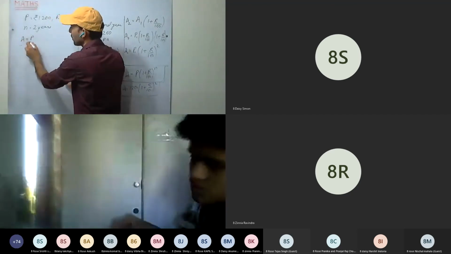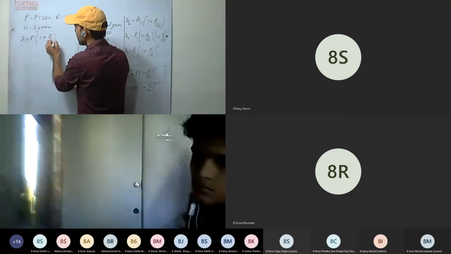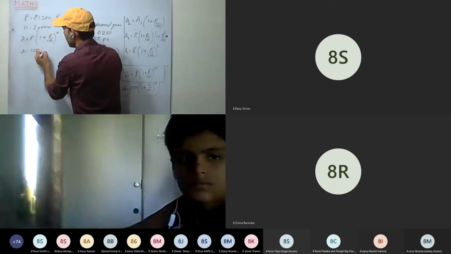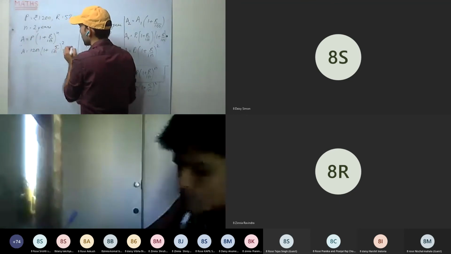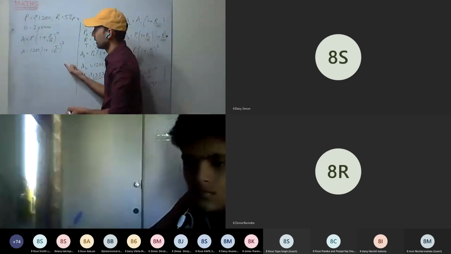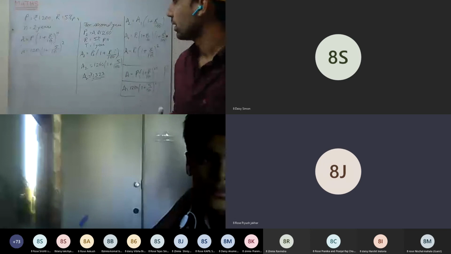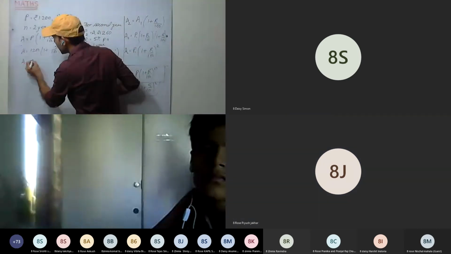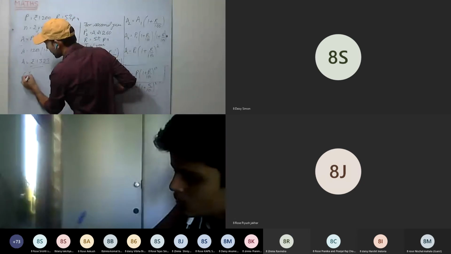Amount equal to amount after 2 years: P into 1 plus R upon 100 raised to power n. So amount equal to 1200, 1 plus 5 upon 100 raised to power 2. Now simply calculate it. Yes, sir, 1323 only is coming. Yes. So amount is coming rupees 1323. Now we have to find the interest as well.